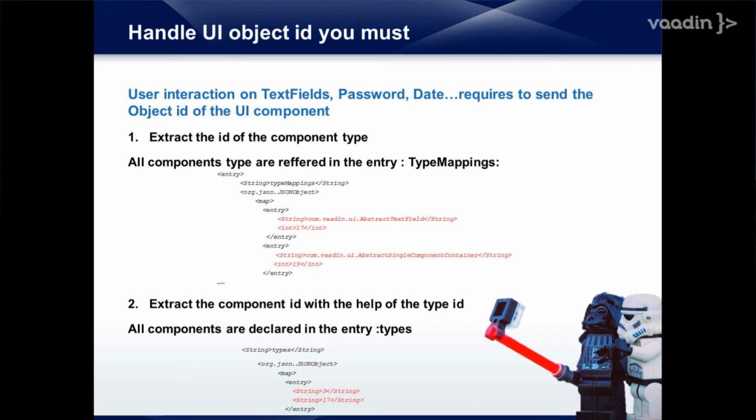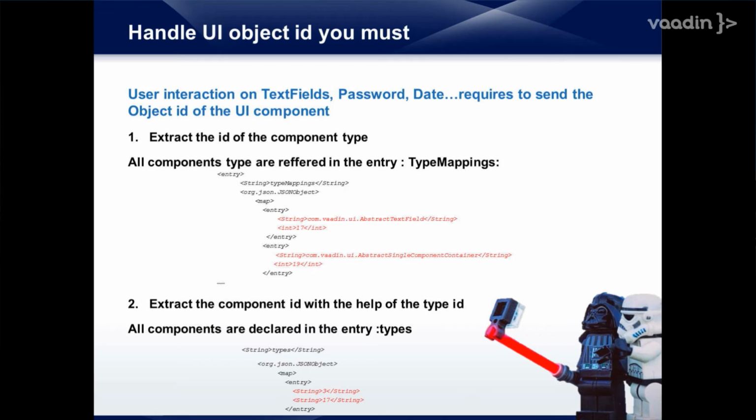And then if I want to extract the object where I'm clicking or filling in the form, I need the object, the ID of that object. And to do that, I will need the ID of the component, so 17 in my case, to extract the proper object ID.